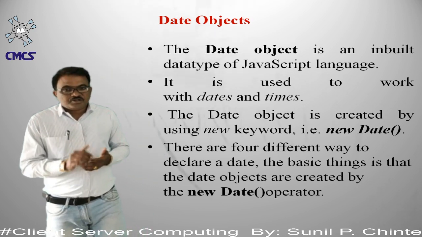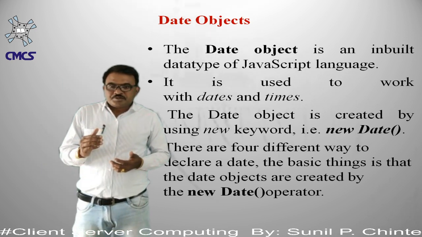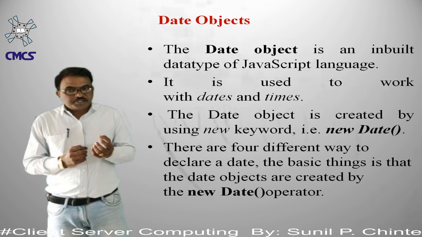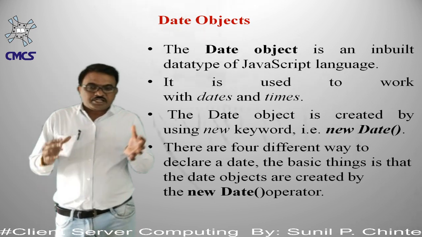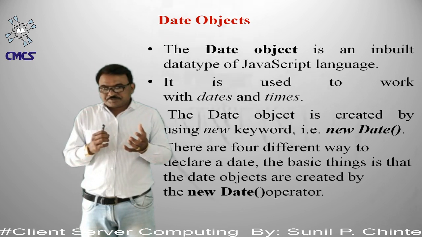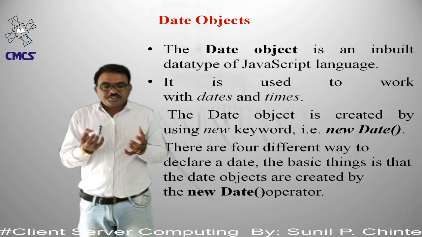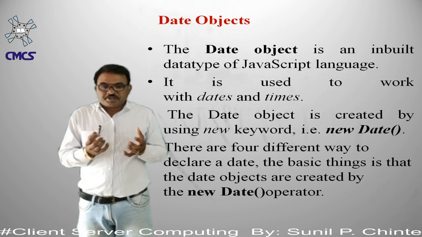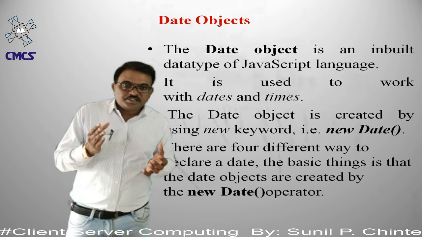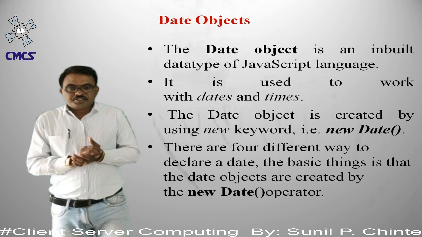The date object is created by using the new keyword. Means if you want to create the date object, then you have to use the new keyword. By using the new keyword, you can create the date objects. The syntax is new and the constructor of that date object.